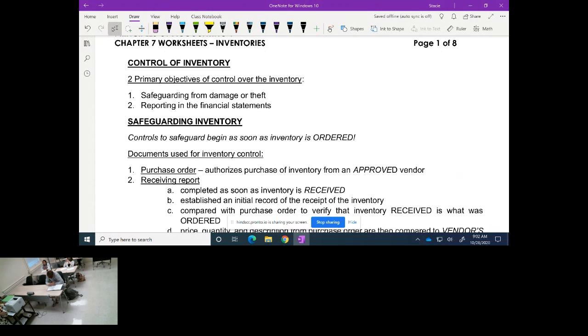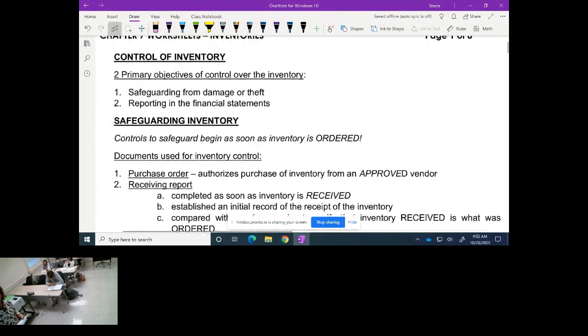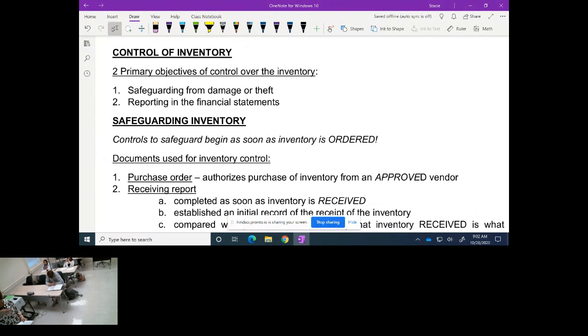So there are 2 primary objectives when you're considering control over the inventory. Safeguarding it from theft, keeping it in a manner that is going to discourage theft, and then keeping it safe from damage. You're going to want to store candles in glass containers in places where they're not likely to fall, things like that. And then the other primary objective of control is the reporting in the financial statements, because we want the numbers to be right.